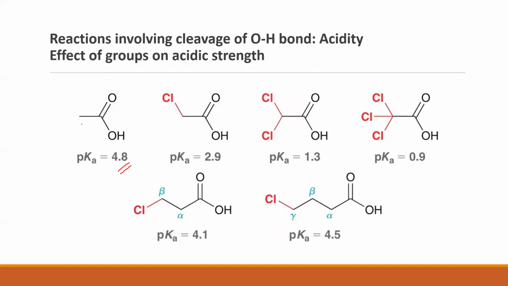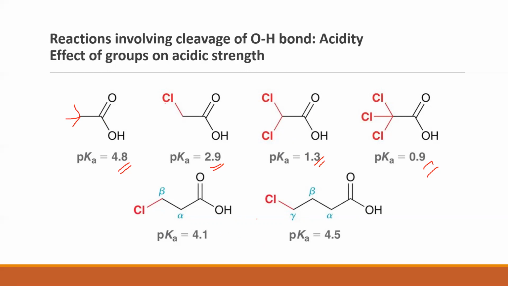The moment I replace one of the hydrogens of acetic acid with Cl, look at what's happening. pKa becomes 2.9. Drastic reduction in pKa value, drastic increase in the acidic strength. What if I replace the second hydrogen with Cl? Look at what's happening to pKa. From 4.8, it jumps to 1.3, making this an even stronger acid. What if I replace all the three hydrogens of acetic acid with Cl, which is trichloroacetic acid? The pKa value is the lowest, indicating that it is the strongest.